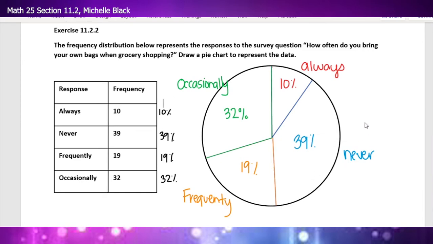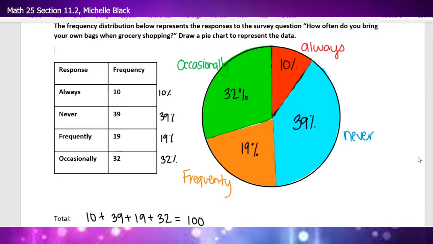And I'm left with this pie chart, and you could color it in if you wanted to. You don't have to fill it in with color, but if you do, it just makes the wedges of your circle stand out a little bit more. And now it's easy to compare parts to the whole.